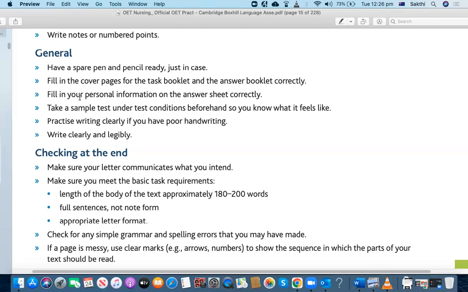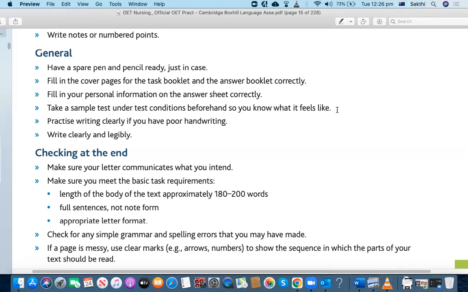Fill in your personal information on the answer sheet correctly. You have to do this as well. And you have to take a sample test under the test conditions beforehand, so you know what it feels like. This is one of the best recommendations for all the students, not only mine, but also the people who are watching these videos.